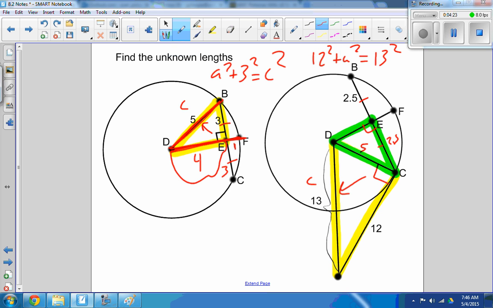So we've got a 30, 60, 90 triangle. We know it's 30, 60, 90 because this side is half of the hypotenuse. Thus, this side is that length, 2.5, times the square root of 3. Now, this length is the radius, which is the same as this, which is 5. So EF is going to be 5 minus 2.5 square root of 3. And that is the end of this lesson.